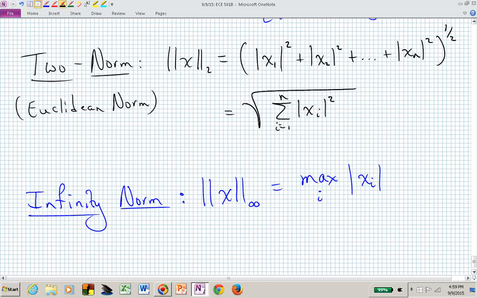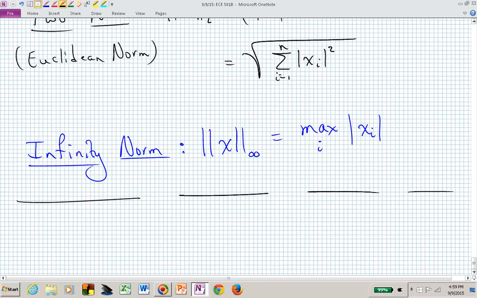So those are some norms, and I hope that you can now envision all of these varieties of norms, the 3 norm, the 5 norm, but these are the 3 that are usually used: the 1 norm, the 2 norm, and the infinity norm. Let's look at the 2 norm.